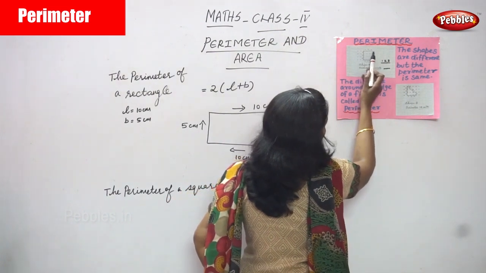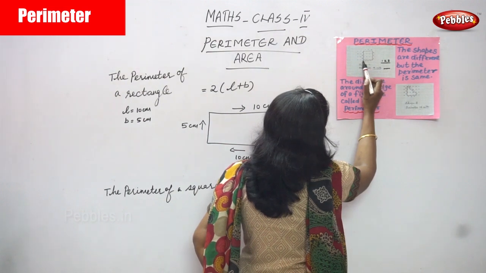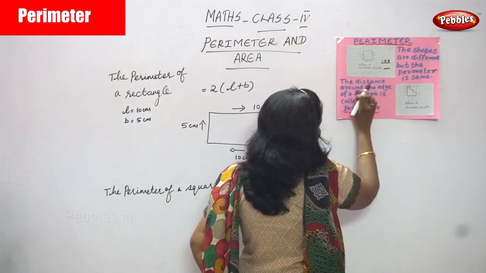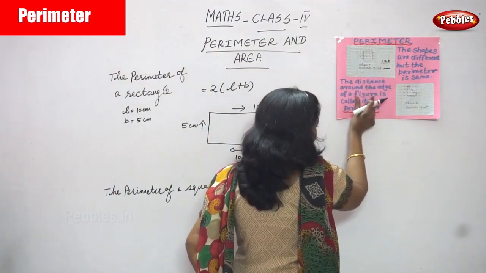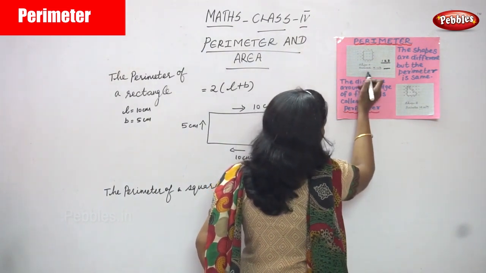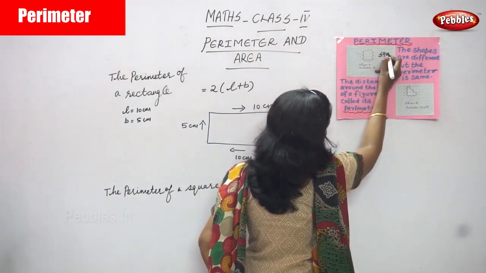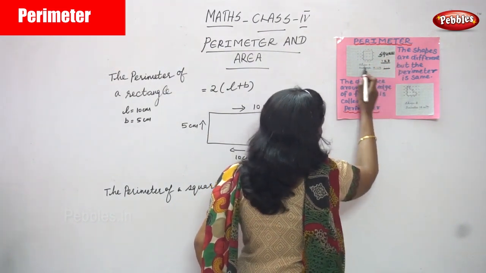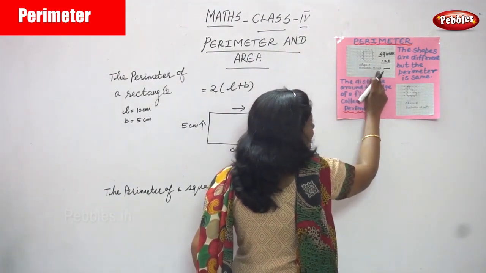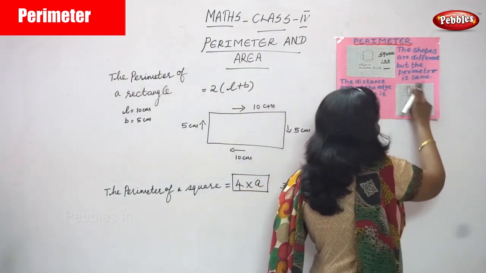So 1 unit, 2 unit, 3 unit, then 4, 5, 6, 7, 8, 9, 10, 11 and 12 units. So altogether the distance around the edge of the figure, in this particular square, is called the perimeter. That means shape A perimeter. The shape of the figure is a square. The shape A perimeter is equal to 12 units.